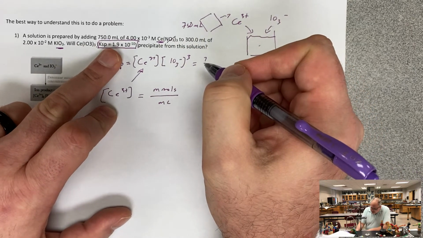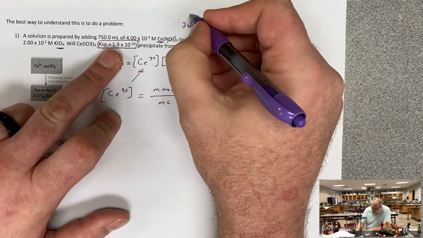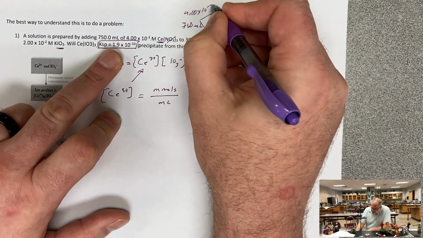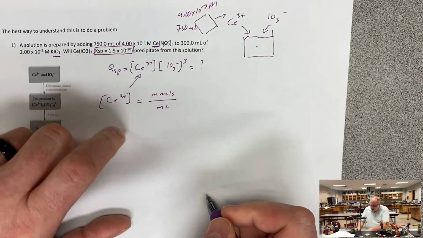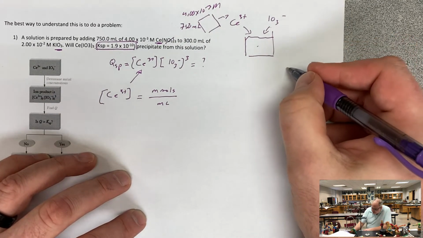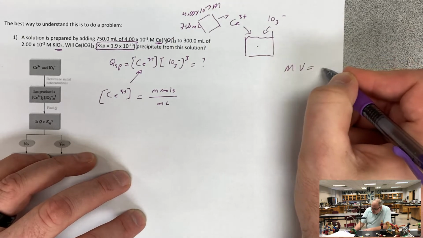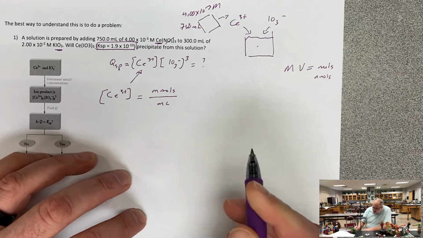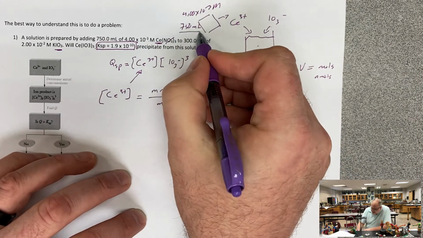But don't they also tell us that we have a molarity of 4.00 times 10 to the negative 3 molar? So what we do know is this. If they give us the molarity and the volume, wouldn't that allow us to figure out our moles or our millimoles? And why is that a big deal? Well, we're adding 750 milliliters into here.